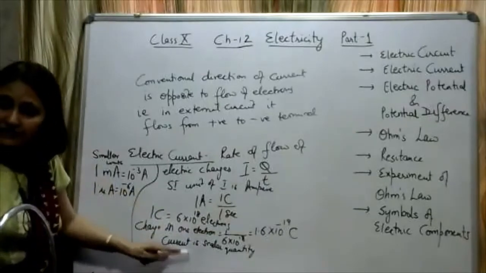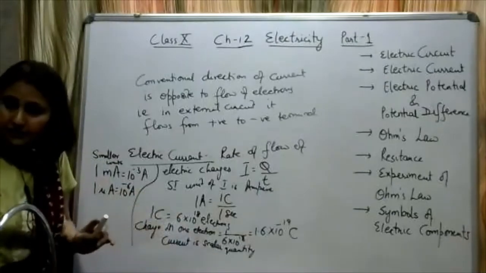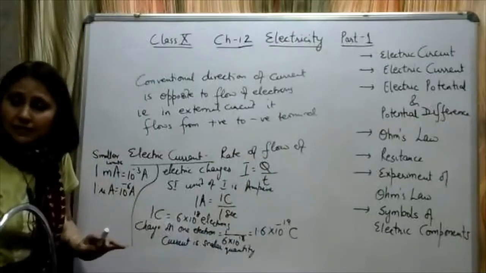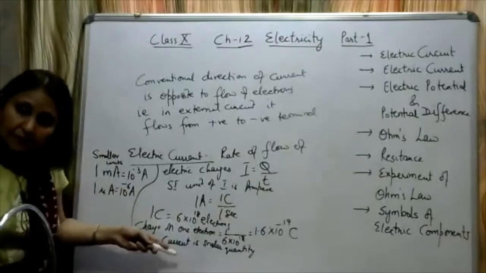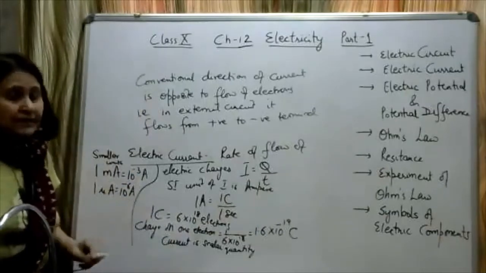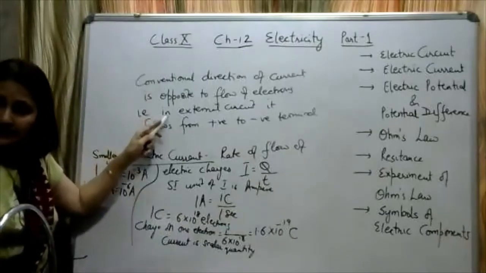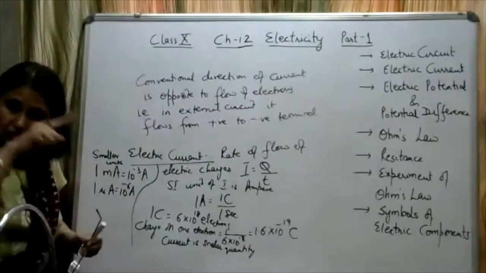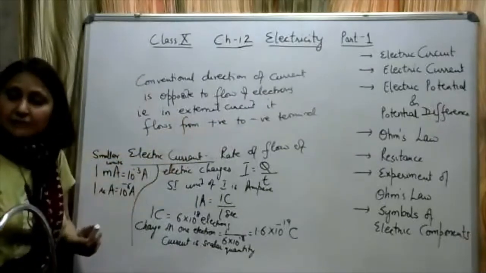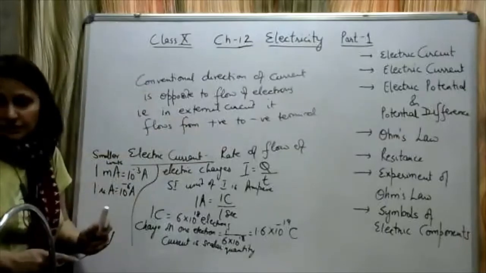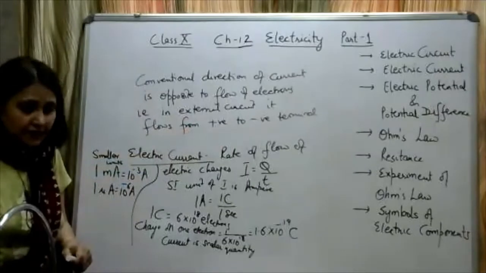Then we discuss the nature of this quantity. Current is a scalar quantity; it has only magnitude, no direction. But the conventional direction of the current is taken opposite to the flow of electrons. That is, in any external circuit, outside the cell, it flows from the positive to the negative terminal.